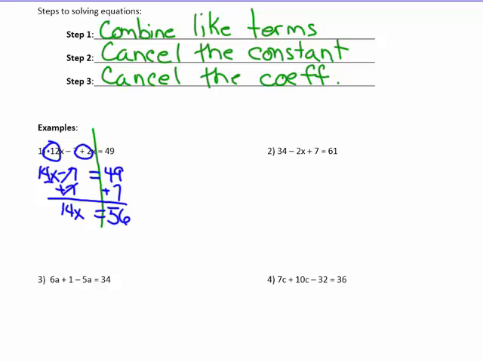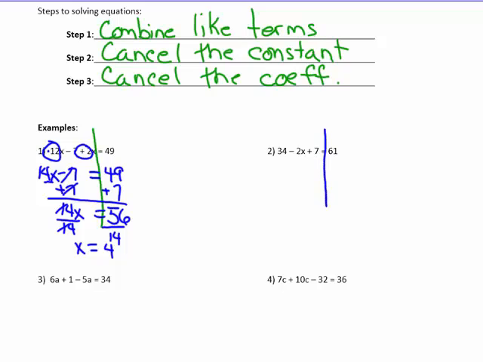Still have to get x by itself. The 14 is the coefficient. It's being multiplied. To cancel, we're going to divide. So x is equal to 4. If you want to cross off the 14s, you can. All right, so we're again just putting together everything we've been talking about. All right, so let's try this next one.